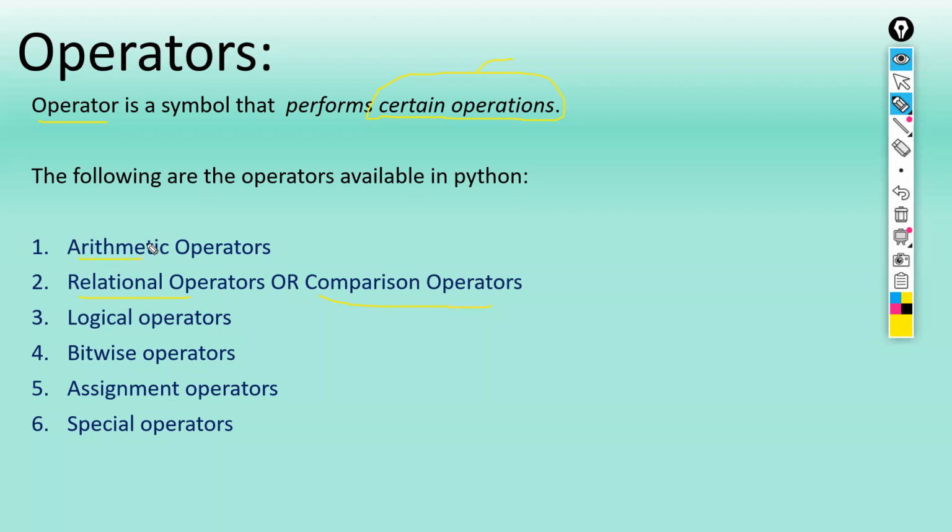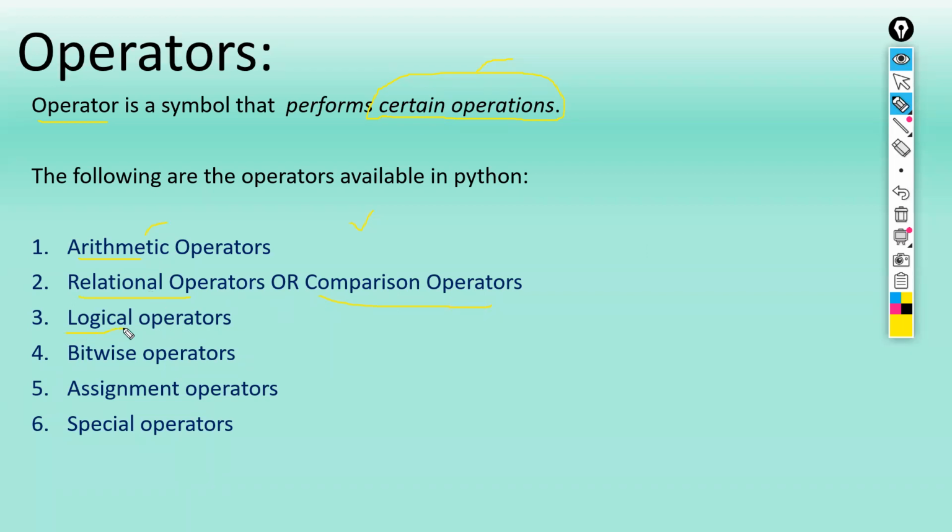Arithmetic operators define addition, subtraction, multiplication, division, all this. Let's go deep into this in the coming slides. Relational operators: if there are two variables, what is the relation between them? If there are two students, we need to compare them according to their study, according to their pass percentage, all this. In the same way, we need to compare.